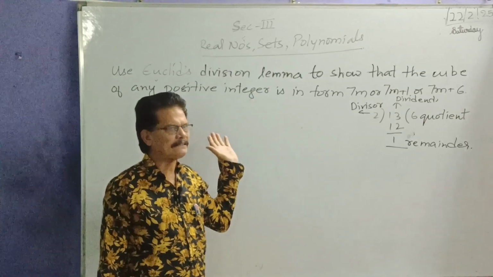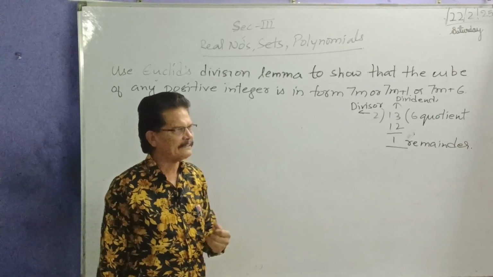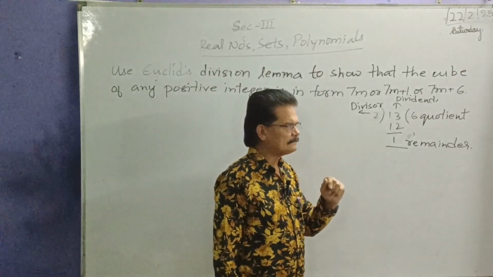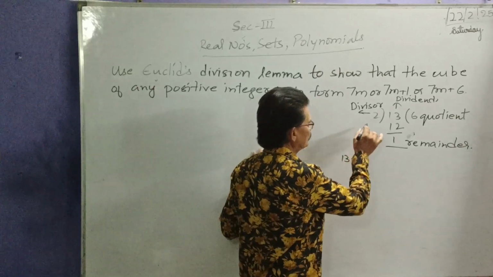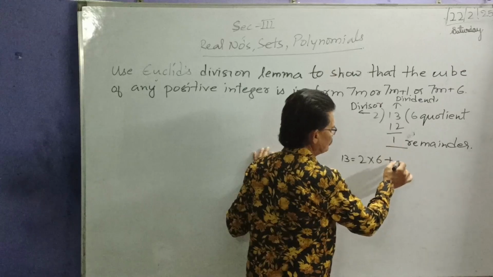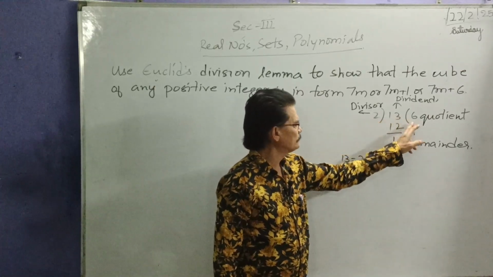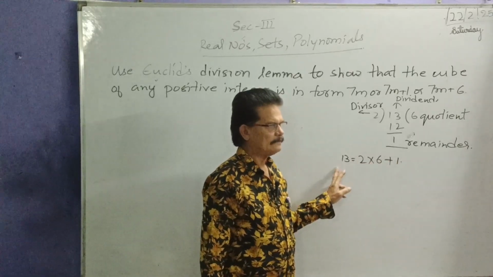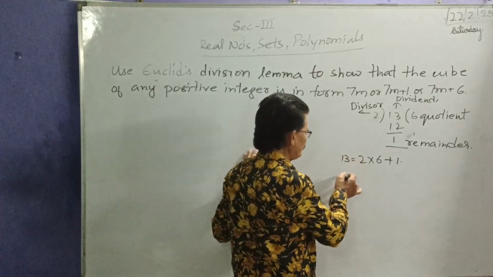That is only Euclid's division lemma. It only gave some alphabetical names. Now, what he has said is, we know that 13 is equal to 2 into 6 plus 1. Correct? 2 sixes are 12 plus 1 is 13. He has given the dividend a name.